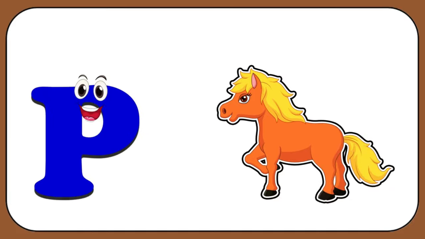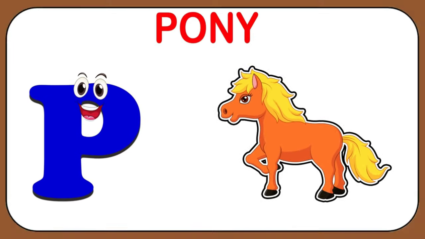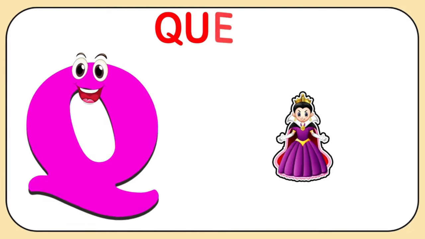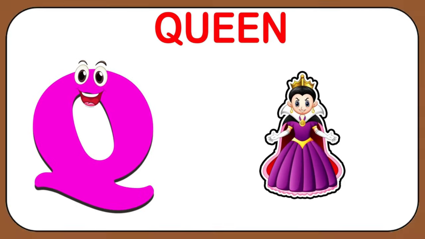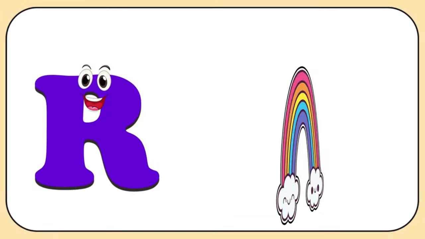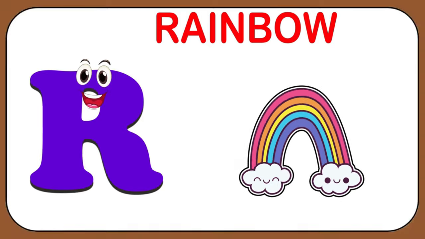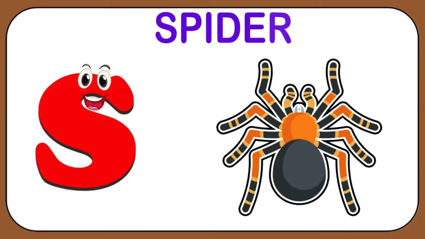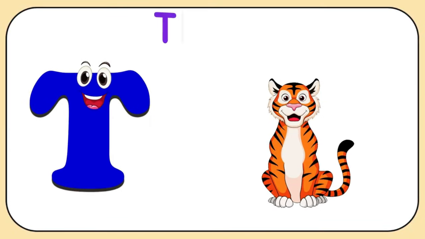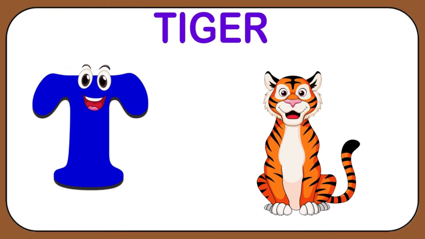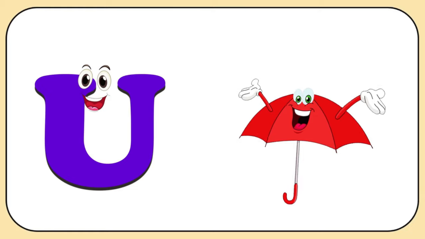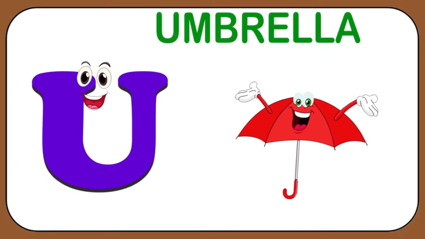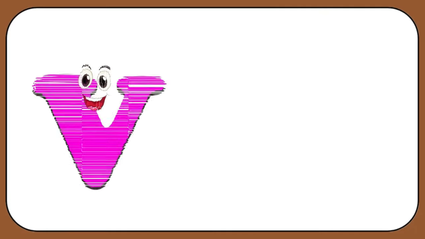P is for pony. P, pony. Q is for queen. Queen, queen, queen. Q, queen. R is for rainbow. R, r, rainbow. S is for spider. S, s, spider. T is for tiger. T, t, tiger. U is for umbrella. Umbrella. U, umbrella.